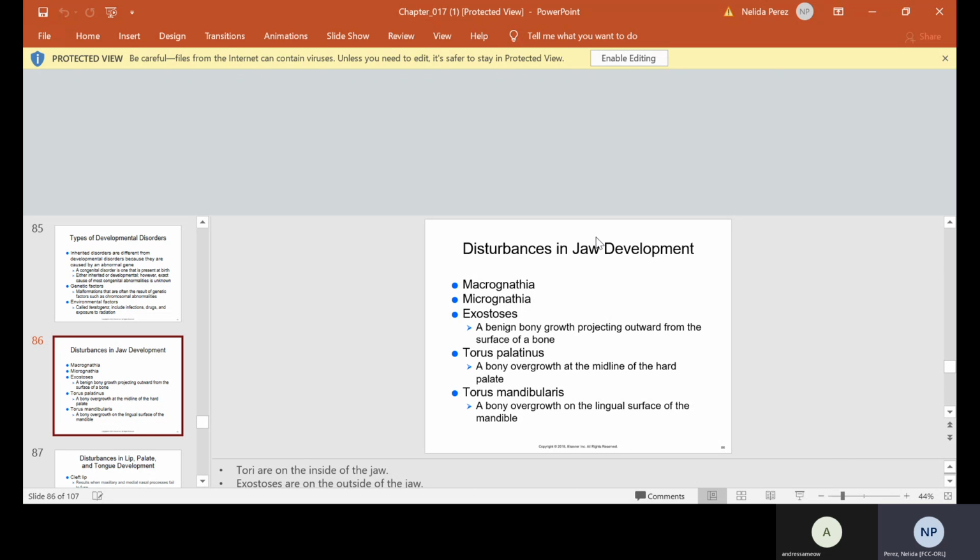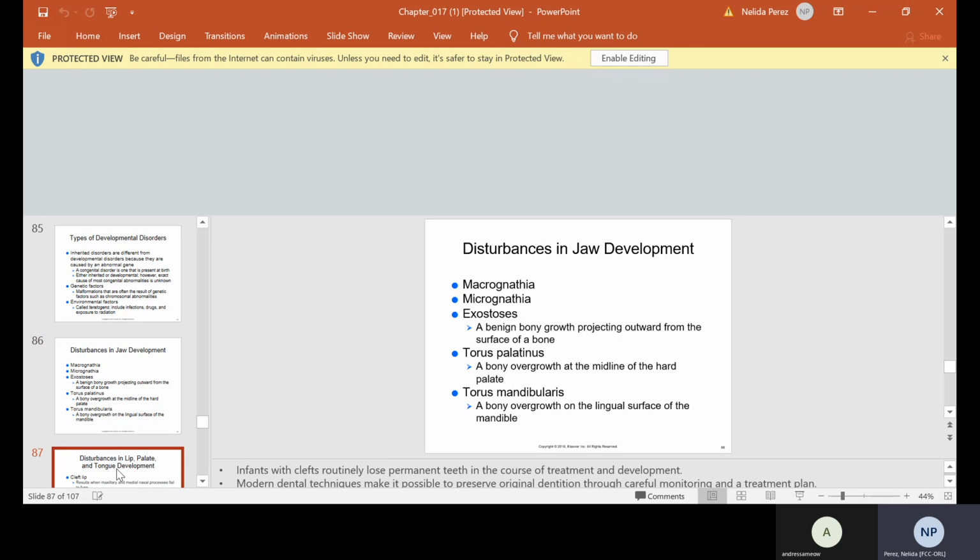Now, some of these disturbances will be in jaw development, and they're called macrognathia, micrognathia, and exostosis, which is a bony, benign growth projecting outward from the surface of a bone. Torus palatinus is a bony overgrowth at the midline of the hard palate, and torus mandibularis is a bony overgrowth of the lingual surface of the mandible. Tori are usually on the inside of the jaw. Exostosis is usually on the outside of the jaw.